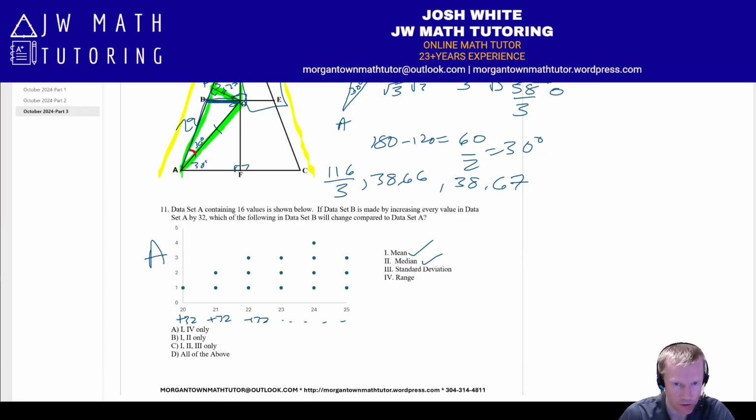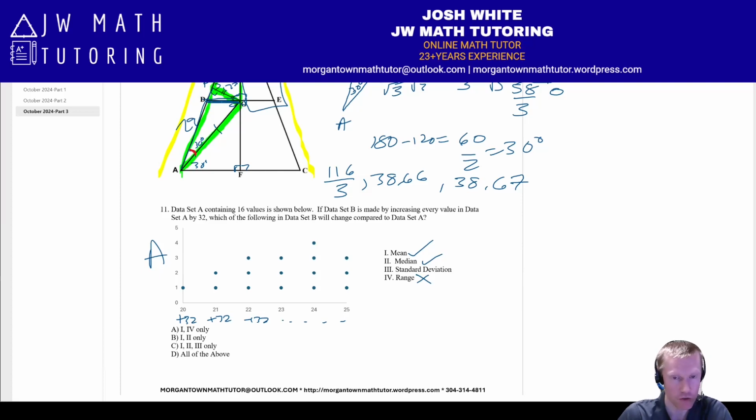What about the standard deviation and the range? So the range is just the difference between the highest and lowest values. So here that's just 5. And if you increase every number by the same amount, the range is going to still stay 5. So that will not change.